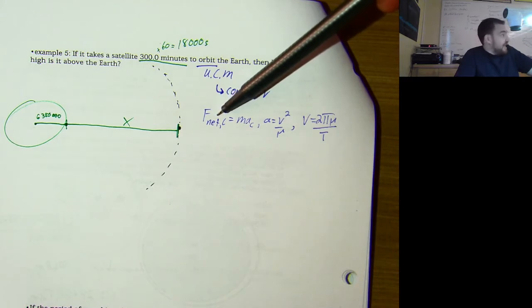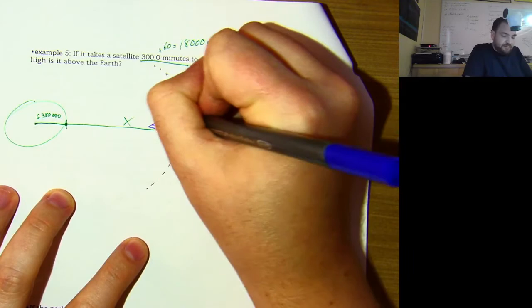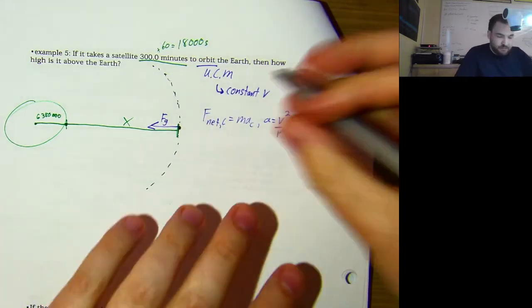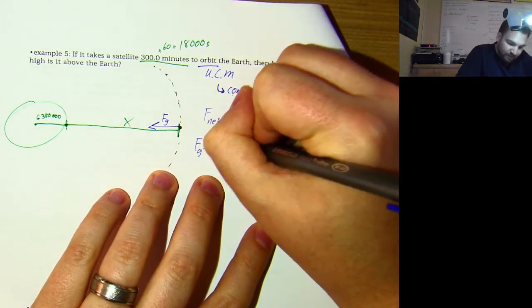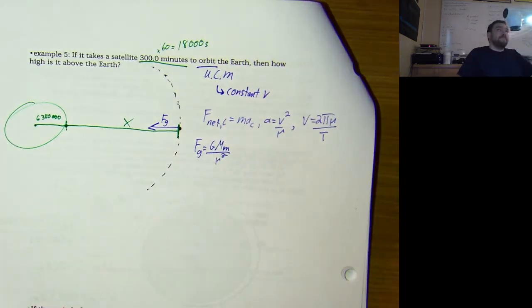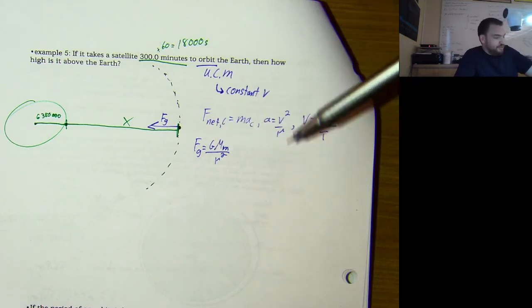We need a force acting on our object. The only force acting on our object is gravity, so we're going to need the universal gravitational law. I'm just going to put it right here: Fg equals big G, big M, little m over r squared. So we're going to use these four equations to give us an awesome result.